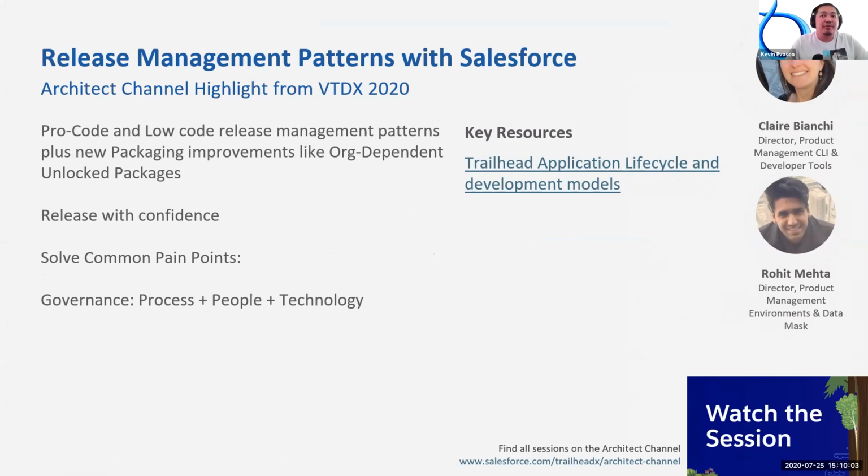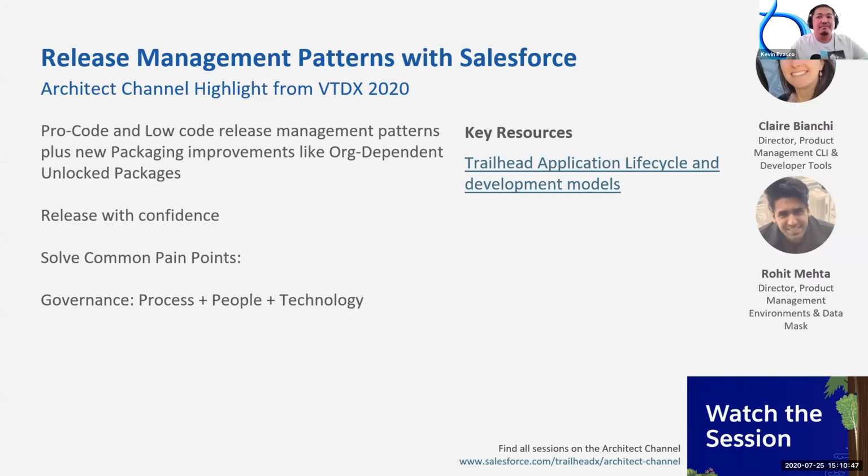So employees who are involved in DevOps would be excited about this for sure. As developers and admins, we talk a lot about release management and all the tools you can use to create a robust process that solves common pain points such as changes getting overwritten, bugs getting into production, knowing which teams own what code. To help us solve these problems easier, Salesforce published a Trailhead module called Application Lifecycle and Development Models, which would help us learn about the release management patterns that are pro code and low code.